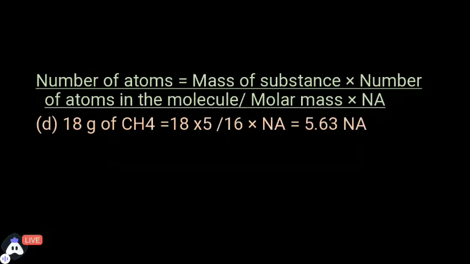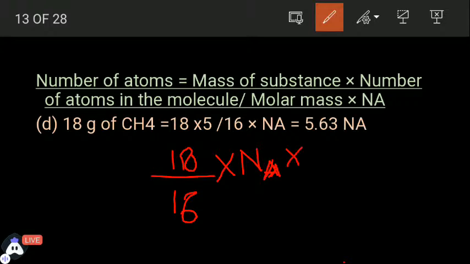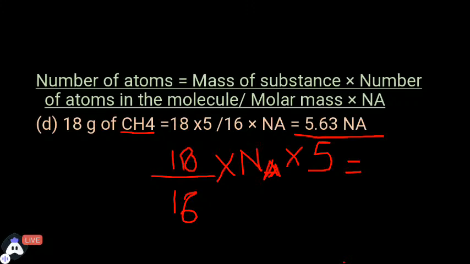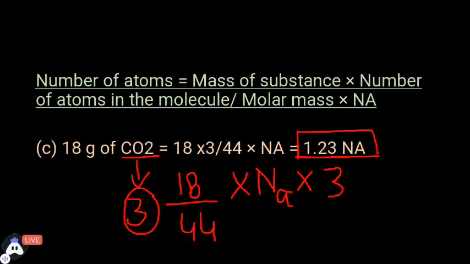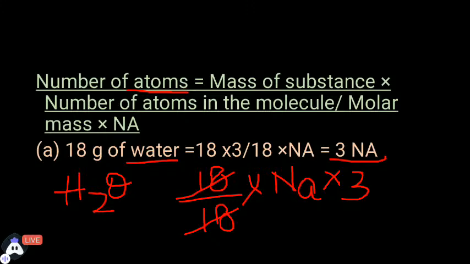Followed by the fourth option. The fourth option is 18 gram of methane. Again, given mass in gram is 18, and if we calculate the molar mass of methane, it will be 16. Multiply by Avogadro number, multiply by 5, since we have how many atoms in methane? We have 5 atoms, 1 of carbon and 4 of hydrogen. So after calculating, we are getting 5.63 into Avogadro number. So we had the 4 options and the answers: 3 into Avogadro number, 1.12 into Avogadro number, 1.23 into Avogadro number, and 5.63 into Avogadro number.